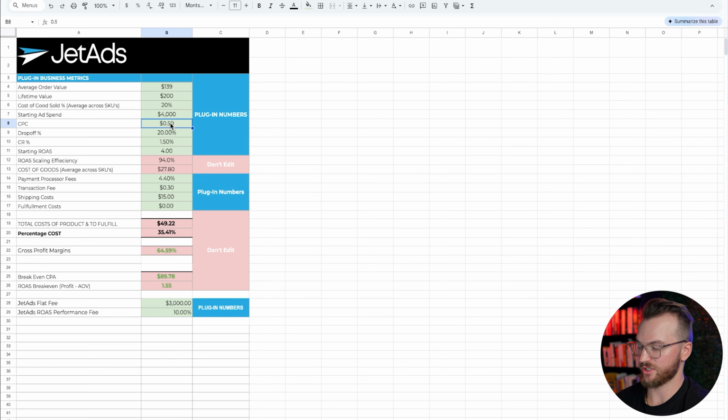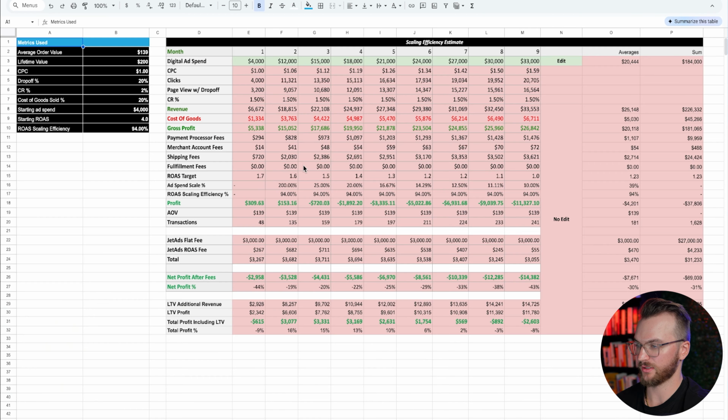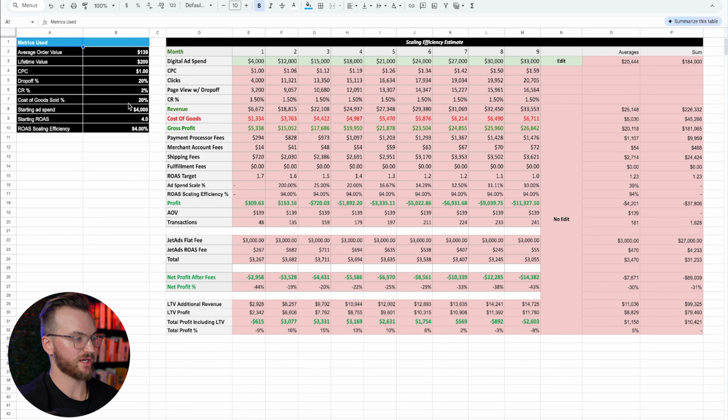Honestly, let me just change that to $1. $1 is probably more reasonable. A 20% drop-off, a 1.5% conversion rate, and cost of goods sold is 20%. Starting ad spend is $4,000. This is our scaling efficiency. This is what the numbers are going to look like.